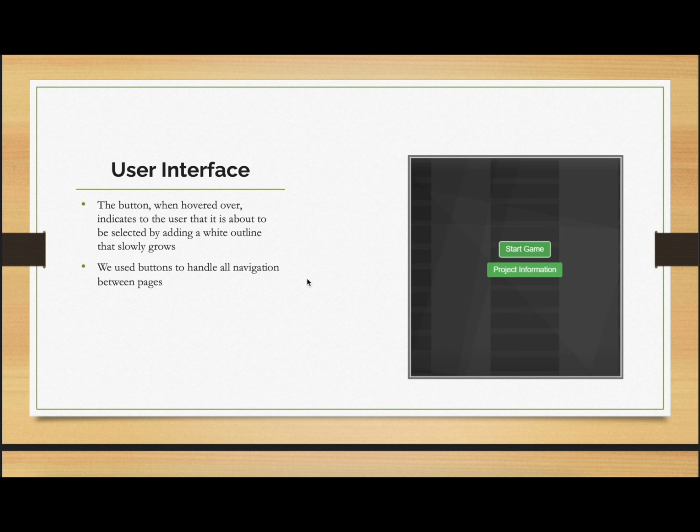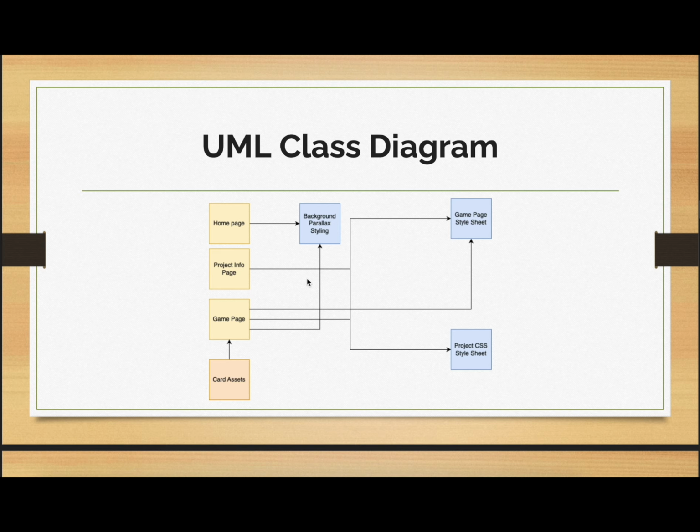For the home page, the buttons, when hovered over, indicate to users that they are about to be selected by adding a white outline that slowly grows. This one we created with simple CSS and HTML, and we use buttons to handle navigation between pages.